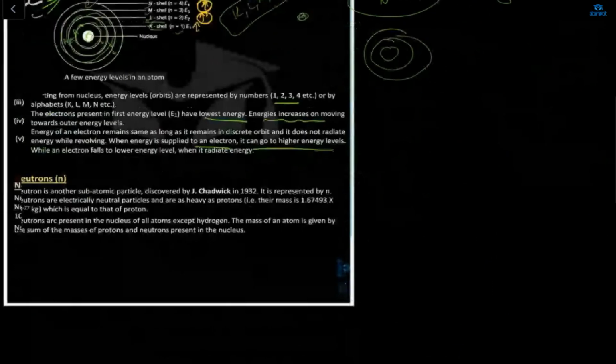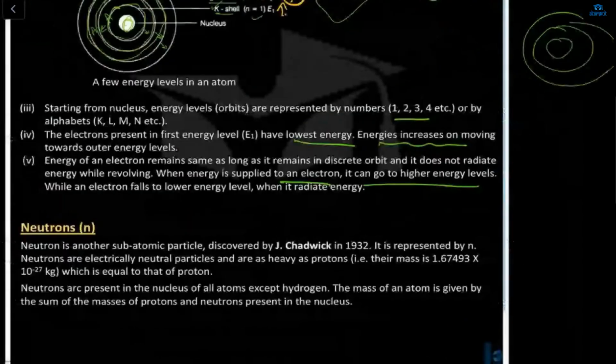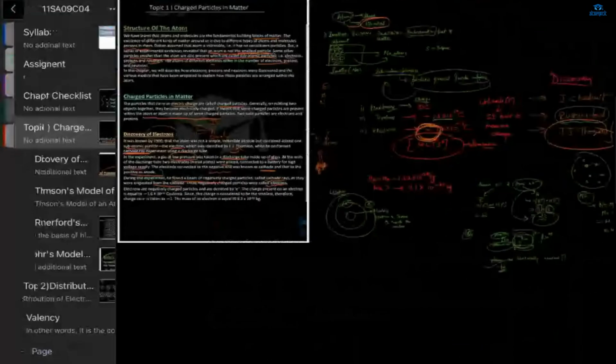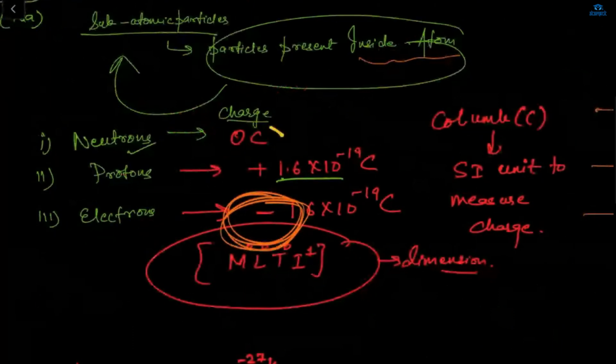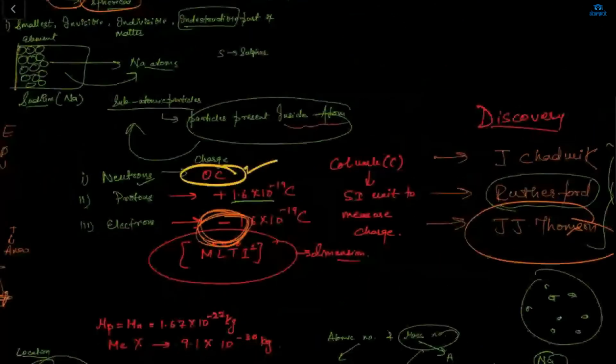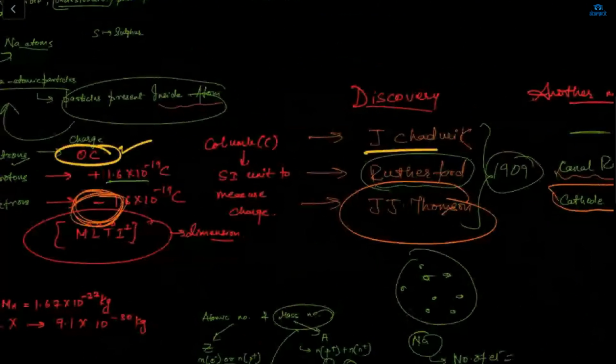So this was easy, right? Now what about neutrons? First, let me go to where I wrote neutrons. Neutrons have zero charge. We already know this. The discovery of the neutron is by J. Chadwick.